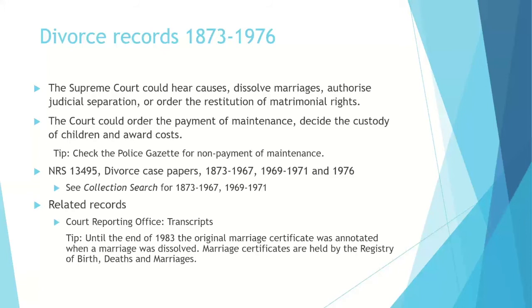And then if you're looking for the non-payment of maintenance, police gazettes could be your friend. You can collection search our catalogue for those. So you just need to put in the name of one of the parties, or if it was a common name, maybe put in the wife's name and the husband's name. And you can see those for most of the years that we've got, except 1976.